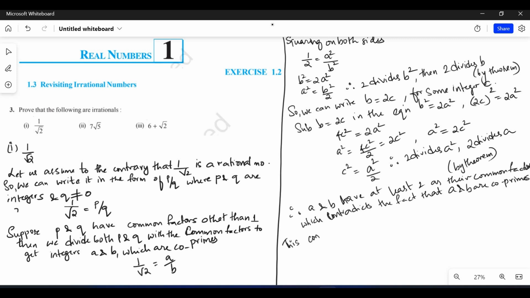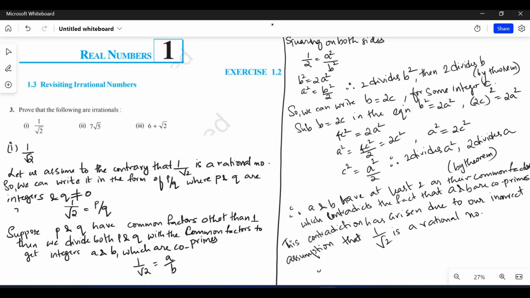So this contradiction has arisen due to our incorrect assumption that 1 by root 2 is a rational number. Therefore, we can conclude 1 by root 2 is irrational. Hence, proved.